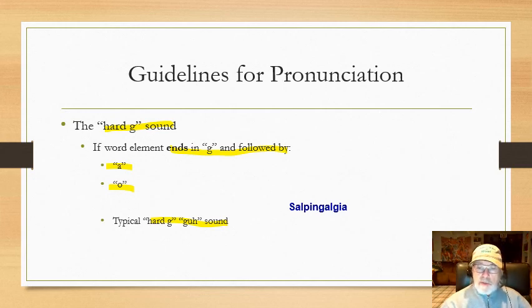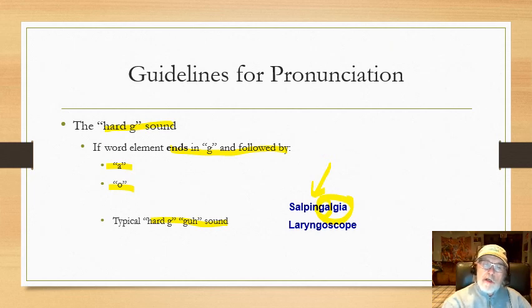Salpingalgia. So here's a G followed by an A: salpingalgia, with a hard G. Salpingo means the fallopian tubes. Algia we know means pain, which is the word that we had before in our suffixes. So salpingalgia.